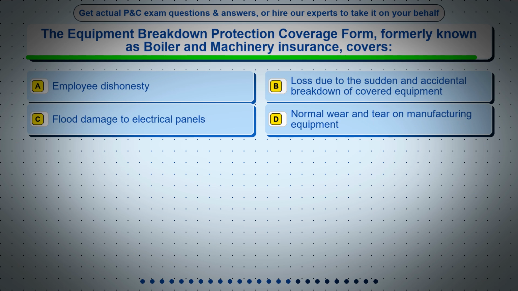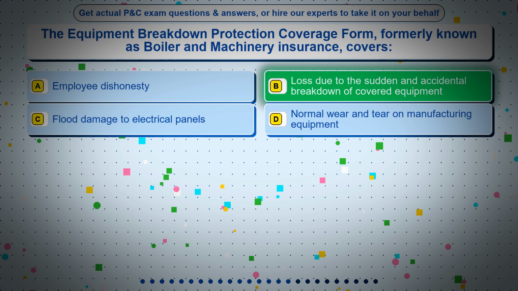Question 16. The Equipment Breakdown Protection Coverage Form, formerly known as Boiler and Machinery Insurance, covers: Option A, employee dishonesty. Option B, loss due to the sudden and accidental breakdown of covered equipment. Option C, flood damage to electrical panels. Option D, normal wear and tear on manufacturing equipment. The correct answer is option B, loss due to the sudden and accidental breakdown of covered equipment.